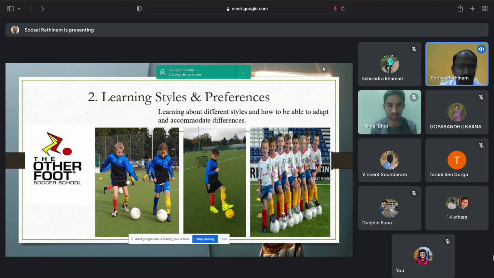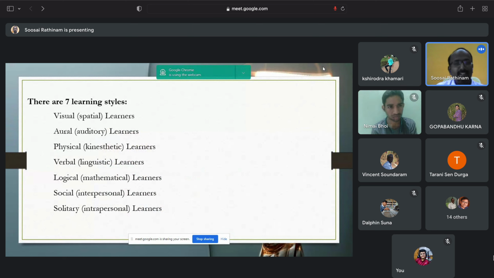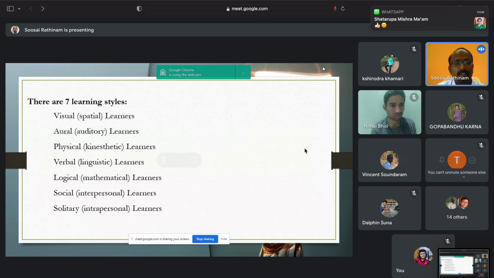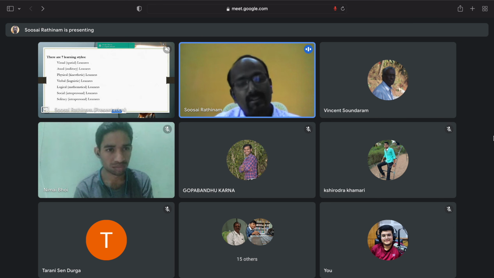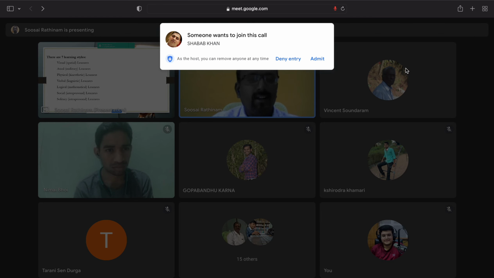So as we know, every child's learning style is different and every child's learning preferences are different. So it's important that we play to this in our classrooms. And as we are aware, there are 7 learning styles. There are learners who could learn visually, called visual or spatial learners. Aural learners are those who learn by listening.